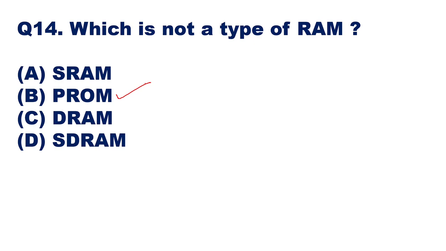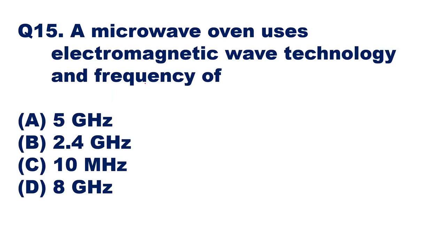So which is not a type of RAM is option B, that is PROM, programmable read-only memory, is not a type of RAM. So here we can have option B as the right answer. Then we'll go to the next question. A microwave oven uses electromagnetic wave technology and frequency of.